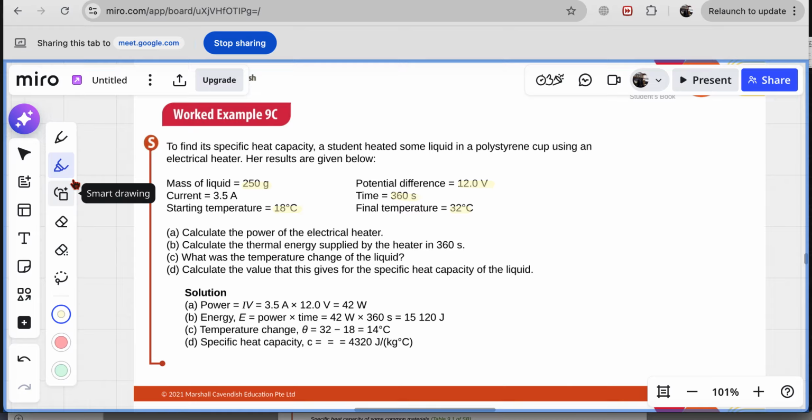When they escape, the temperature of the one remaining drops. So it will cause cooling. When the particles that gain more kinetic energy escape from the surface, the average temperature of the remaining particles will drop. So that's how evaporation causes cooling.